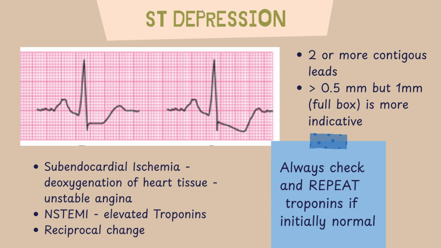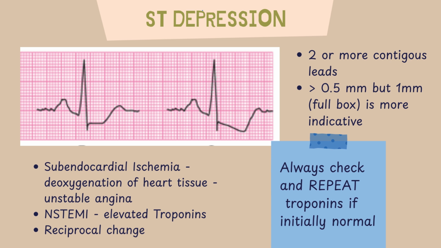So how do we know if it's just ischemia or an actual infarction? That's where troponins come in. If troponins are elevated, it means cell death has started, and that confirms an MI. If troponins are normal, but the patient has symptoms and ST depression, we're likely dealing with unstable angina, which is reversible ischemia without infarction. But remember, this is very important.